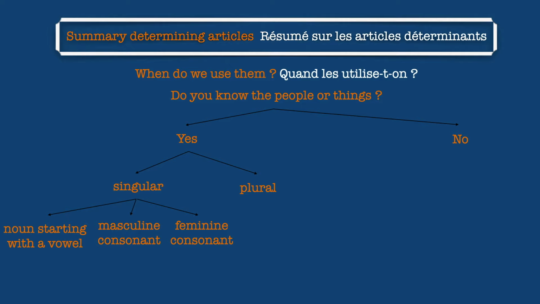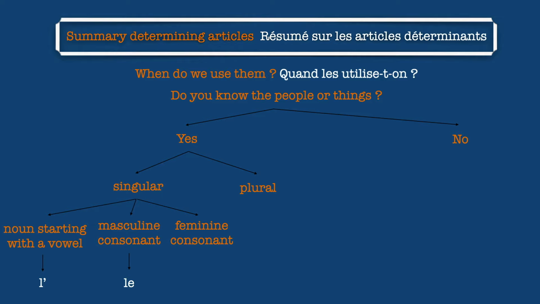If it's singular, there are 3 cases. Is it a noun starting with a vowel? Is it masculine starting with a consonant? Or is it feminine starting with a consonant? If it's a singular noun starting with a vowel, or an H, for someone or something you know, you will use L' as an article.